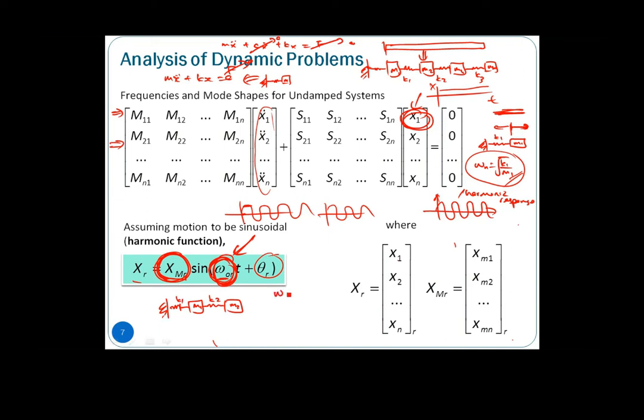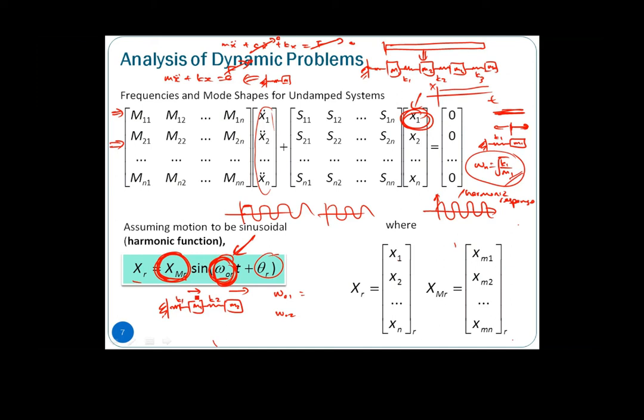So you have omega n, or omega not 1 and omega not 2. At omega not 1, you will have its corresponding mode shape. How will it vibrate? Probably you will see this one going here. When it goes front, this M1 also goes front. So that is its mode shape, how it moves.